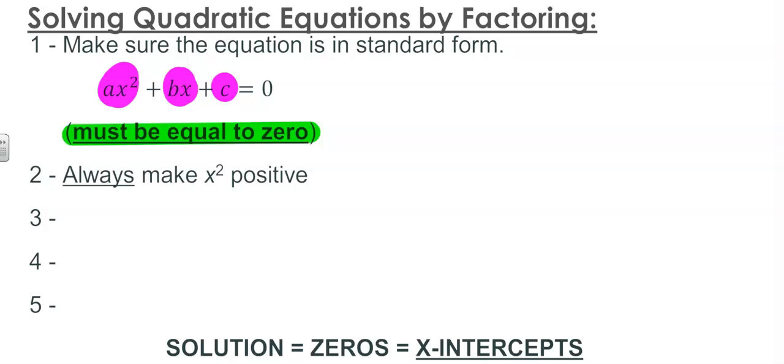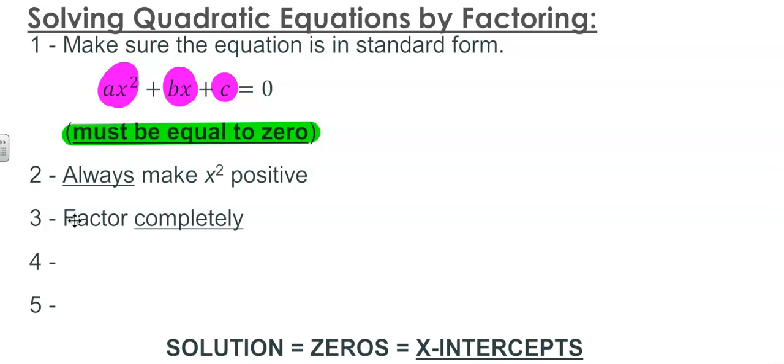It is going to make your life easier. Trying to factor with negatives is just frustrating. And when we're solving, we can move x squared to any side of the equals so that we can make it positive. Might be a little bit more work, but it's going to save us in the long run. Factor completely. So once it's equal to 0, x squared is positive.